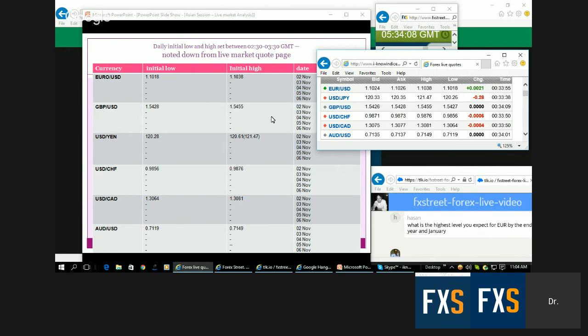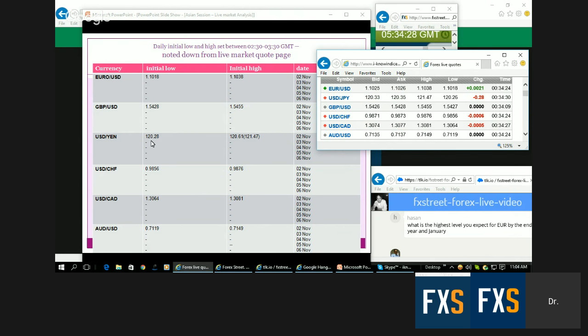1.5428 is the low. They just breached it by 1 pip to 1.5427, and they are holding closer to the low. That is why you come across net change is 0. And the high is 1.5455, and it is not breached. So they are likely to make a brief downward stop and then start gaining the levels.